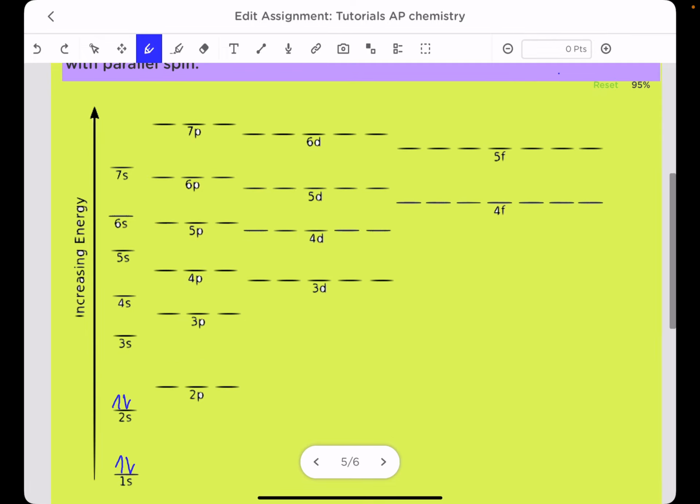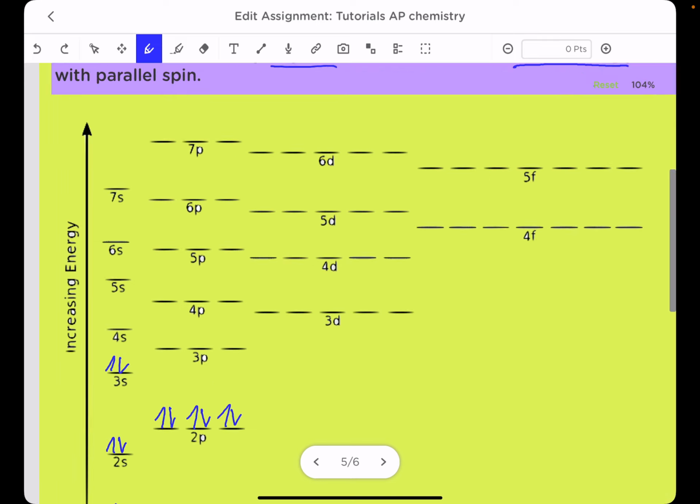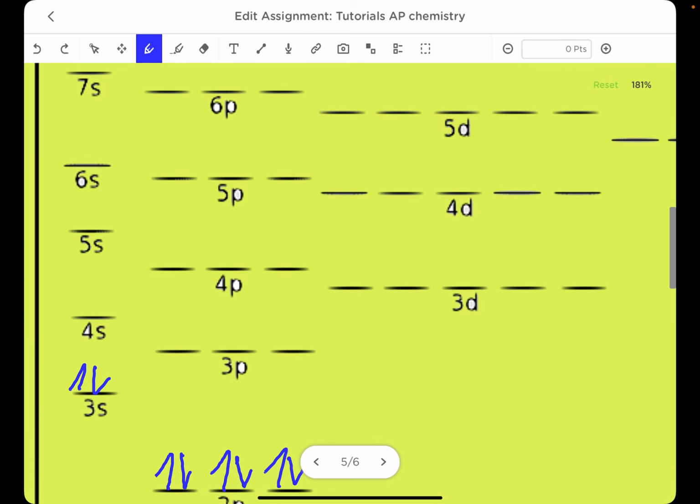Of course, according to the Pauli exclusion principle, you have to put the half arrows in opposite directions. Now, when filling the 2p, according to Hund's rule, you have to fill the electrons singly. One electron in every orbital. Then if you still have more electrons, you start pairing them. Again, let's fill the 3s. Let me focus on the 3p.